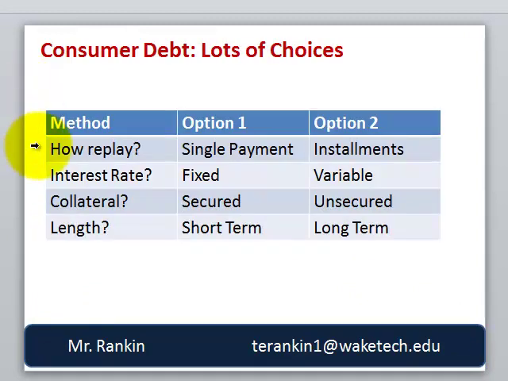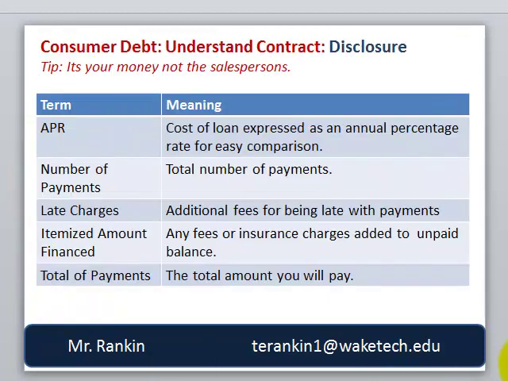So, lots of choices. How are you going to repay? You could repay in a single payment or in monthly installments. Is the interest rate a fixed rate, or is it going to vary, say, tied to the prime rate? Is there any collateral? Like if you don't pay, is it a secured loan? They can come repossess your car, or is it unsecured? And what's the length of time? Is it short term or long term? All of these are different options, lots of different types of loans.